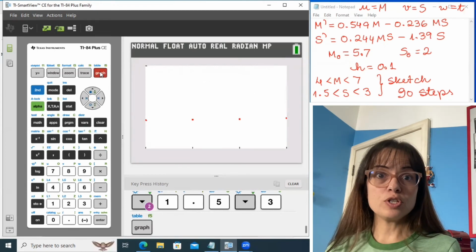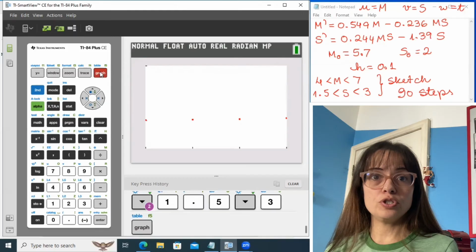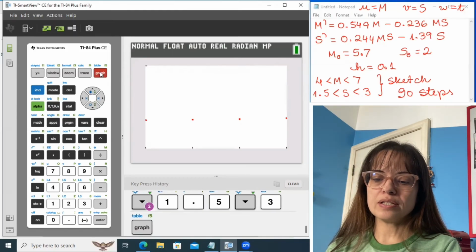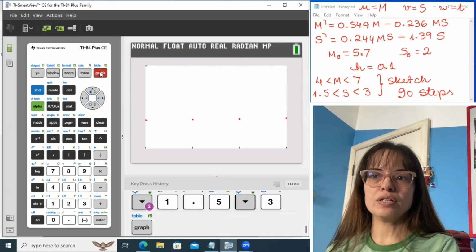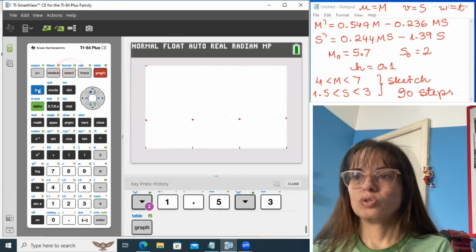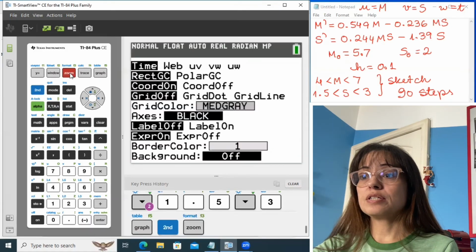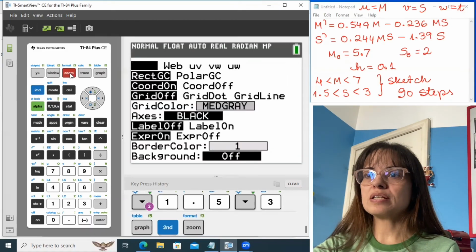What we want is the phase portrait that I just talked about, so we need to tell that to the calculator. And the button that's going to do that is the next one here. It's this blue thing that says format. So you click the blue and the zoom. The first line here is what is going to determine that.